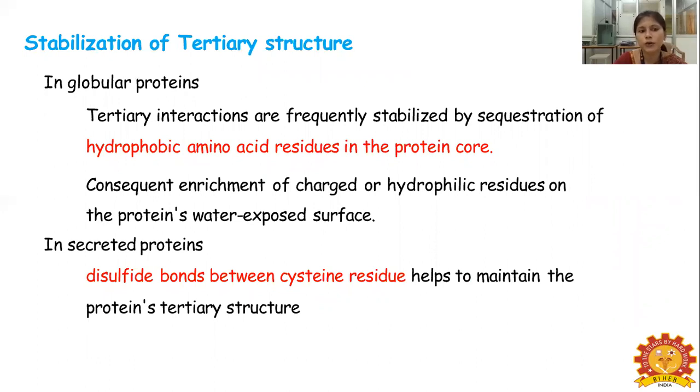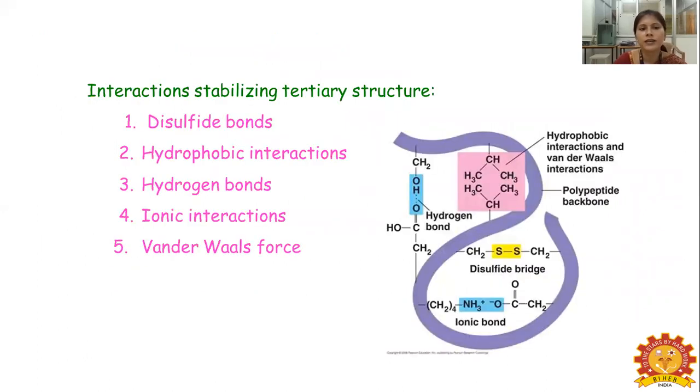In case of the secreted protein, we can see that disulfide bonds between the cysteine residues help to maintain the protein's tertiary structure. So what are the interactions which stabilize the tertiary structure? There will be mainly five: disulfide bonds, hydrophobic interactions, hydrogen bonds, ionic interactions, and van der Waals forces.